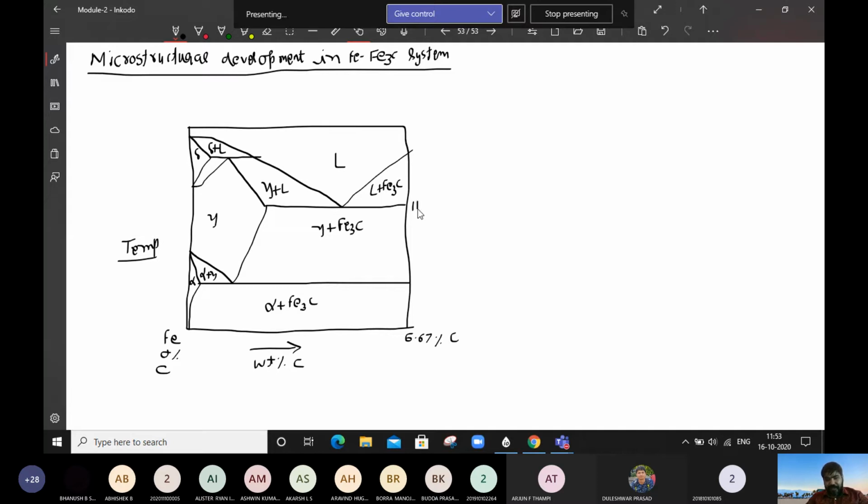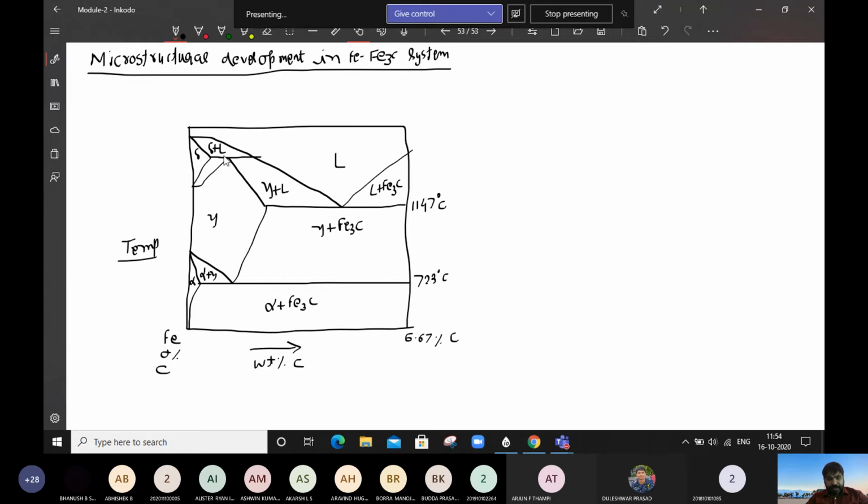This line is 1147 degrees Celsius. This line is 727 or 723 degrees Celsius. Yes, tell me, above what temperature does alpha iron become non-magnetic? What is the Curie temperature? 768 degrees Celsius. So above that, this alpha iron will become non-magnetic. So you should remember these things.